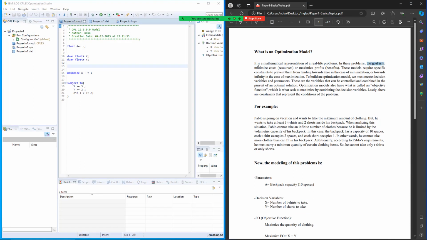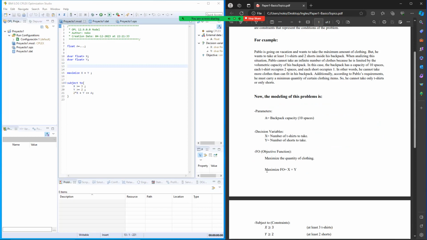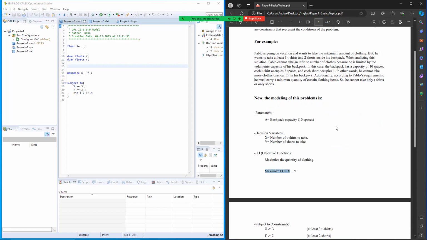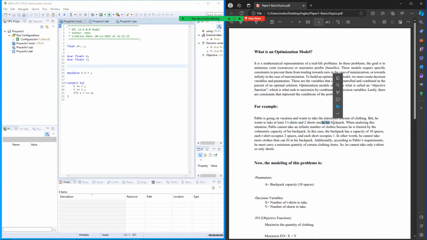And the goal is to minimize cost or resources, or maximize profit. In this example that I created, Pablo is going on vacation and wants to take the maximum amount of clothing. Maximum. On that part, you know that the model will be about maximizing something. But he wants to take at least 3 t-shirts and 2 shorts inside his backpack.